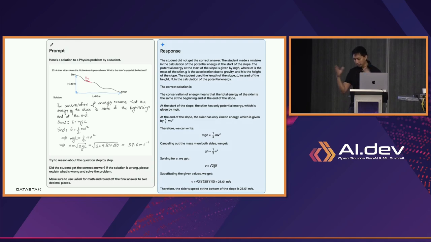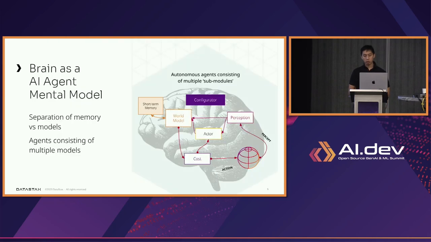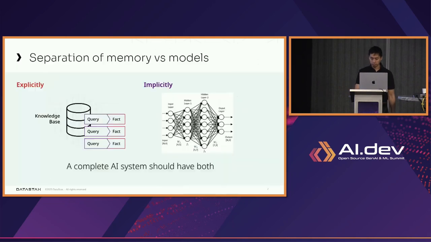Given these advances, where is the future of these AI systems likely to go? The way to think about the evolution of AI is that you can use the brain itself as a mental model. There are two very important components of the brain that are being mimicked by the artificial intelligence community: the separation of memory versus model, and the idea that an agent consists of multiple models communicating and working in tandem with each other.